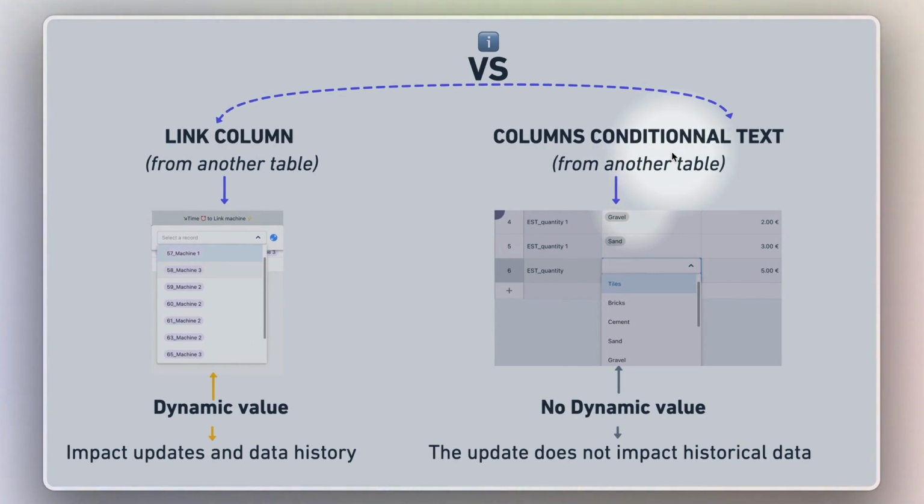The conditional text column, when updated at the source, does not impact the history of your space. It represents the data as a non-dynamic value. It creates a copy of the original value where it is used at the current moment.